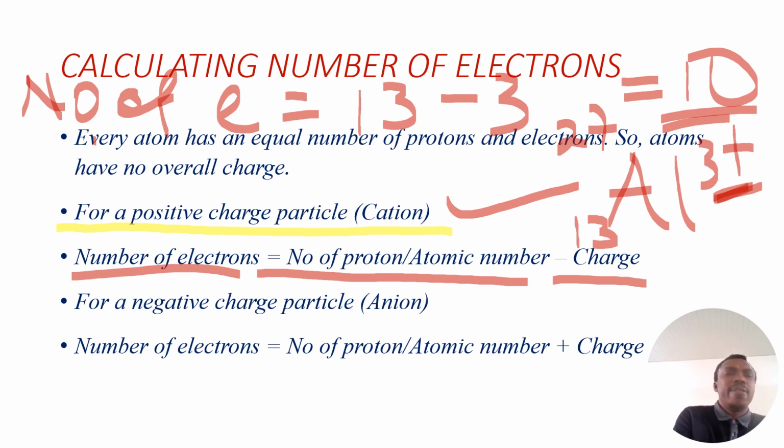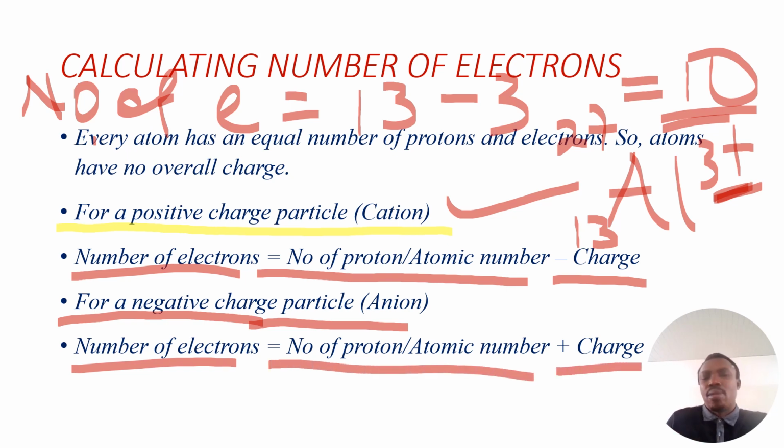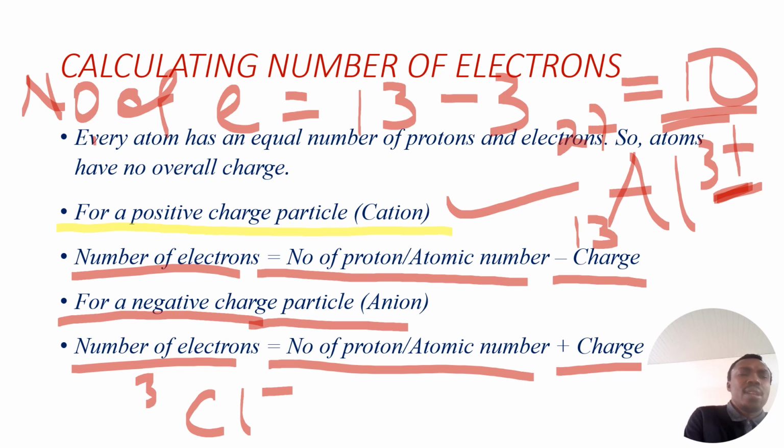Then for a negatively charged particle, which is an anion, the number of electrons is equal to the number of protons plus the charge, or the atomic number plus the charge. So let's take, for example, chlorine 35, which is 17.